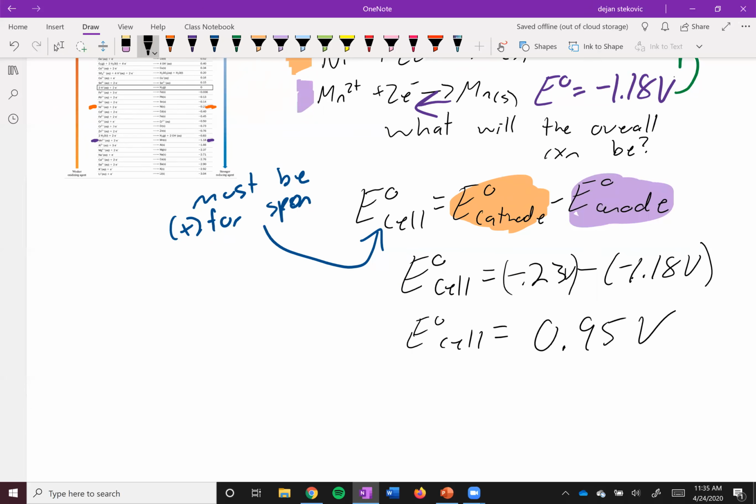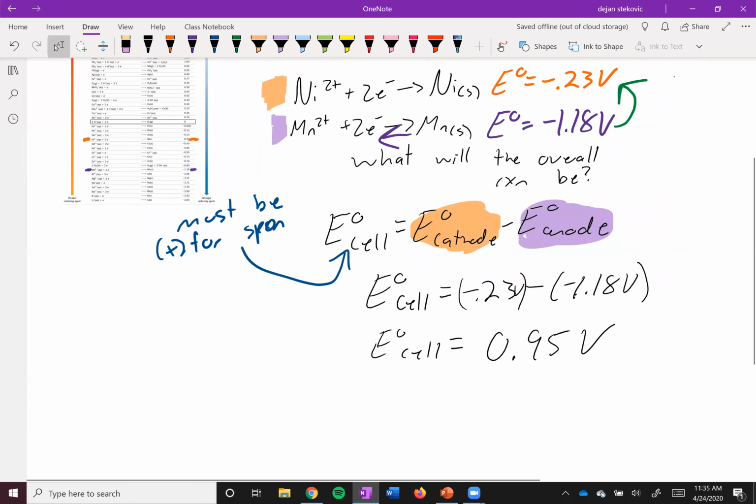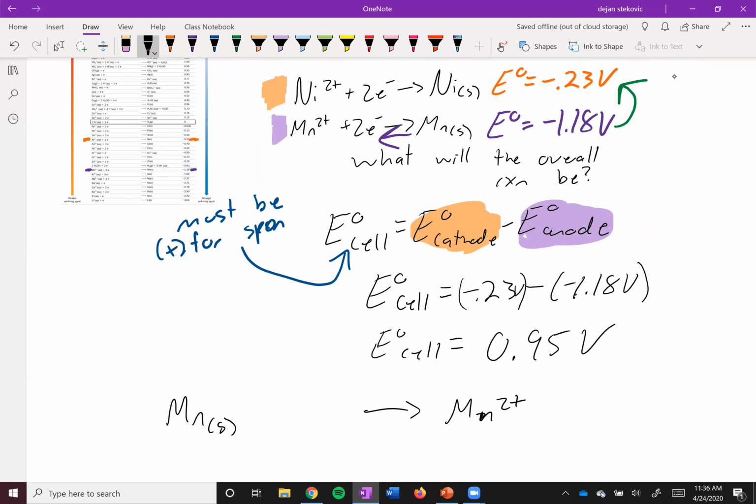And then you want to think about what the overall reaction is. So think about which one's the anode, which one's the cathode. Manganese is the anode, and so it's going to be oxidized. Nickel is on the cathode side, so it's going to be reduced. And there's your overall spontaneous reaction.